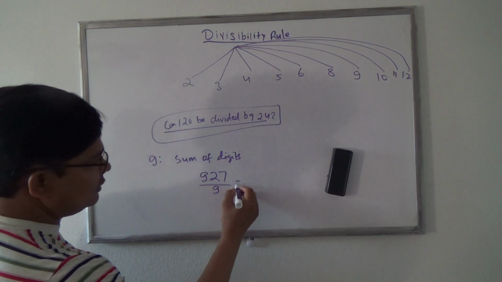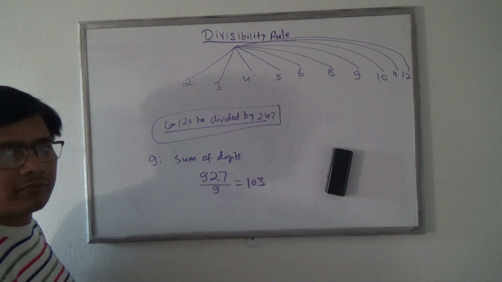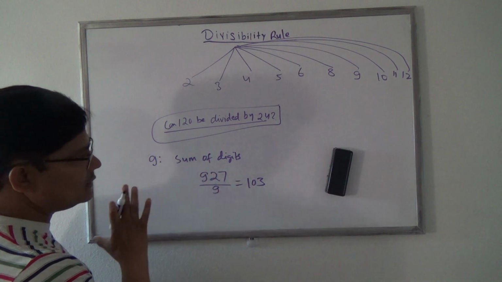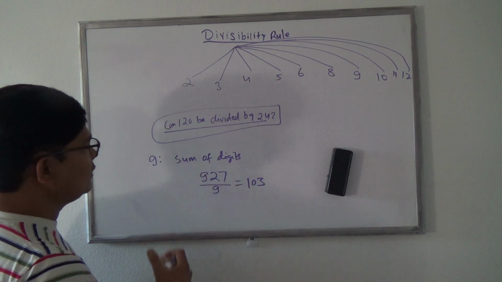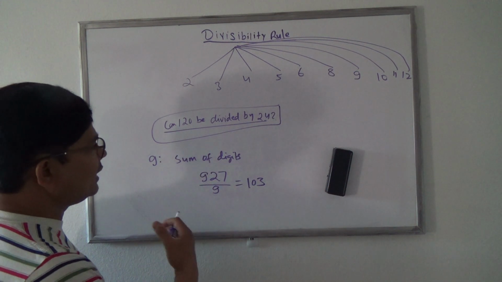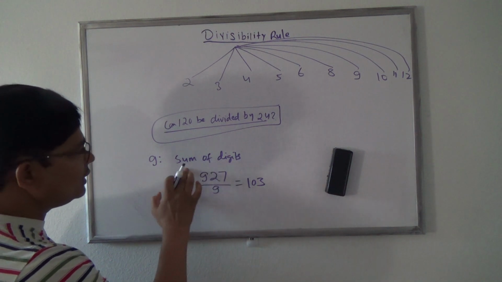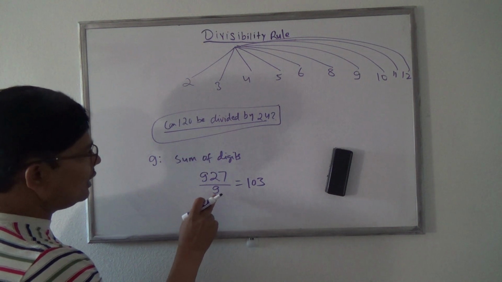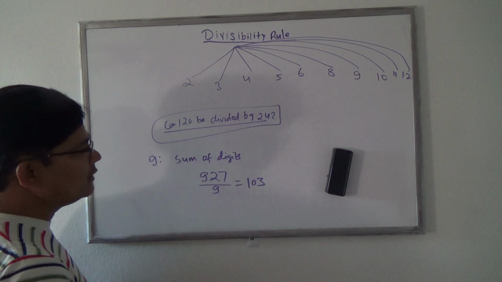Let's try it. So this is 103. So 3 and 9 are the same. You have to take the sum and check whether it can be divided by 3 or 9. So very simple. Take the sum of all the digits, and if that sum is divisible by 9, then the given number will also be divisible by 9.